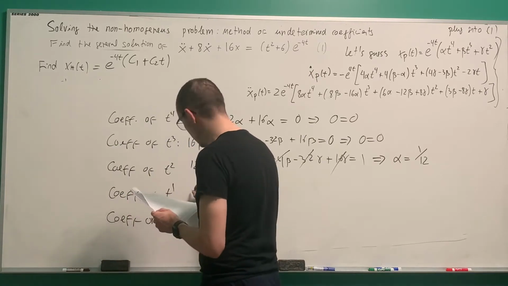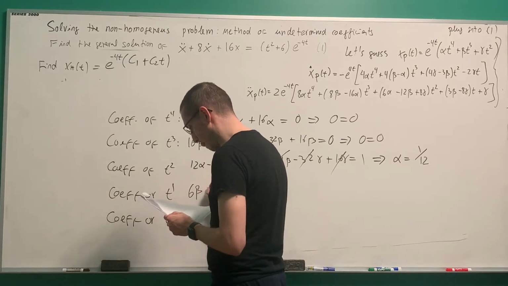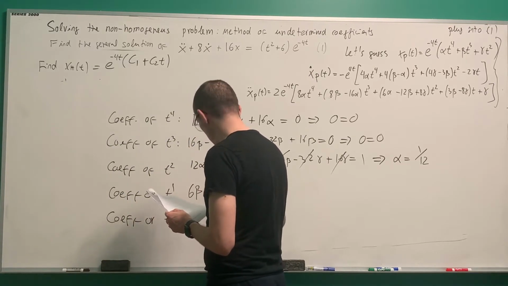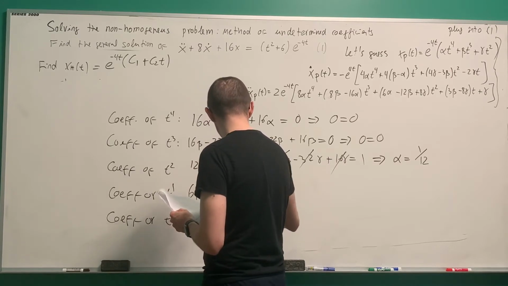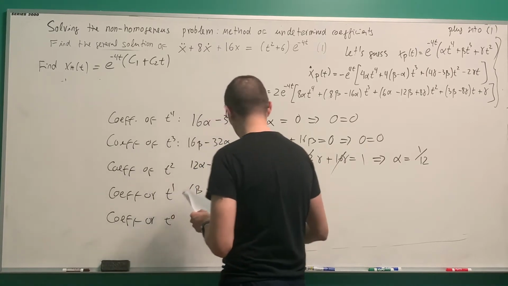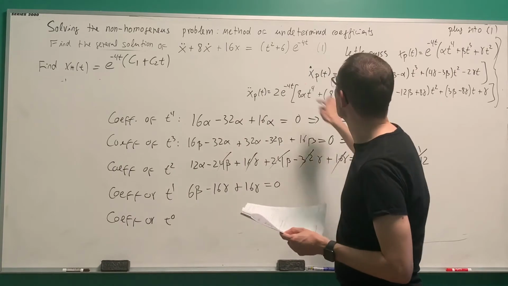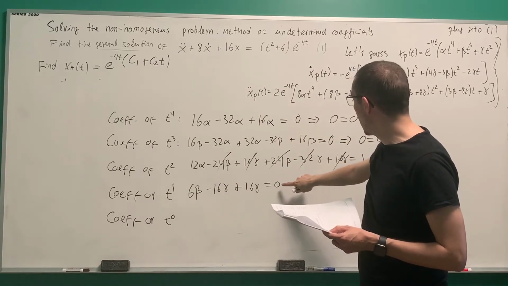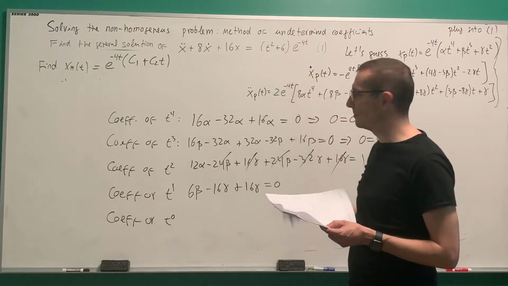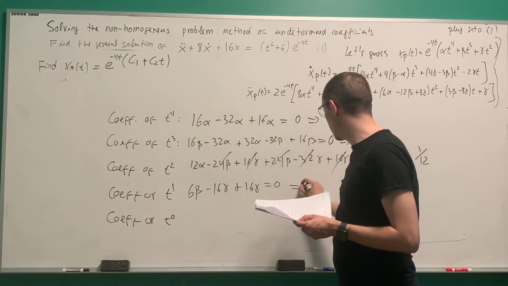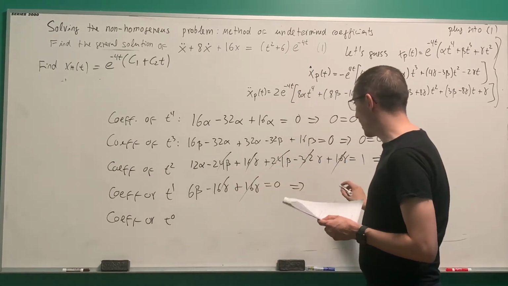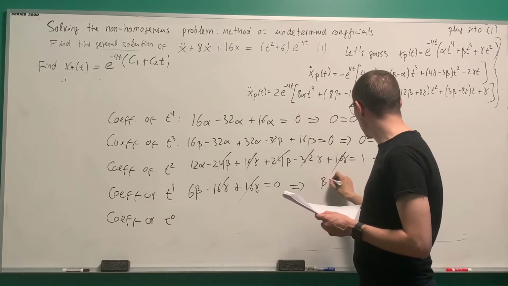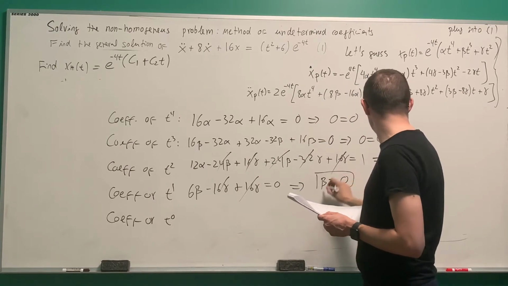All right, wonderful. So we got one coefficient. Coefficients for t to the 1, this is going to be 6 beta minus 16 gamma plus 16 gamma. That's what you're going to get, equals 0. Because the equals 1 comes because there's a 1 here, this coefficient. And the 0 is because there's no linear term. All right, so that means the gammas cancel. That actually means that beta is equal to 0. Okay, so I got another coefficient.